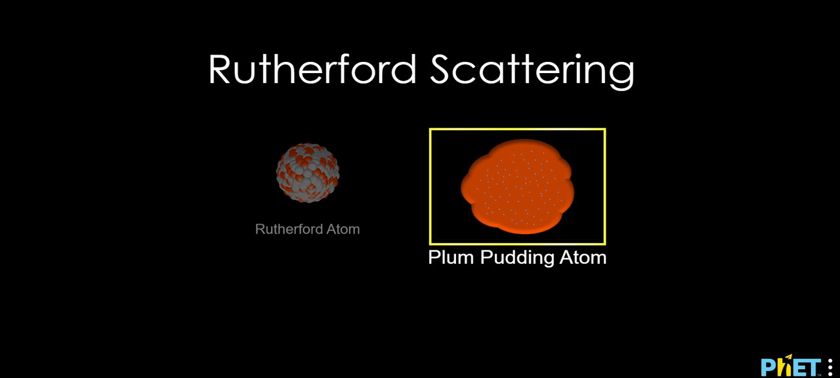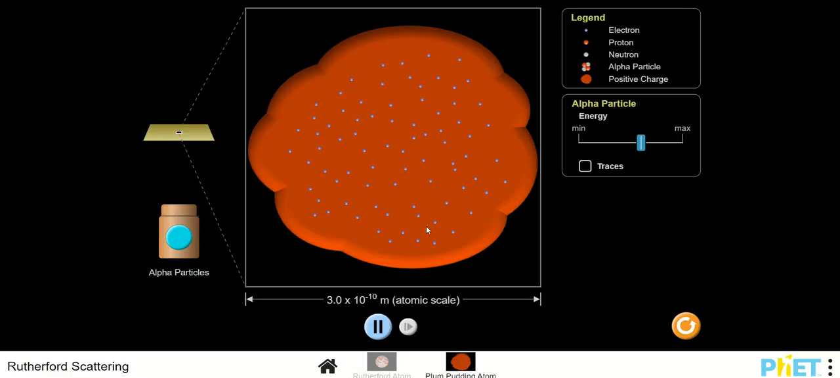So in class the other day, I had you look at these simulations looking at Rutherford scattering. And so I'm going to start by looking at the plum pudding model of the atom. This is what J.J. Thomson had proposed the atom looked like after the cathode ray tube experiments.